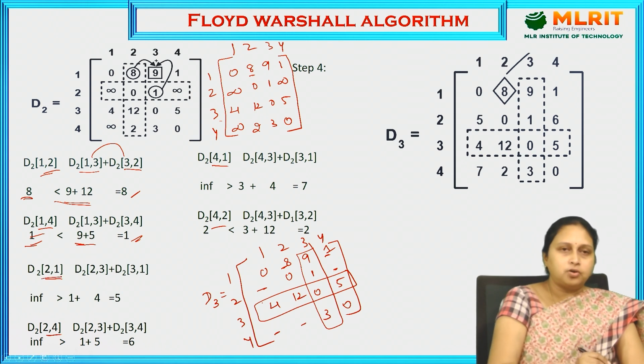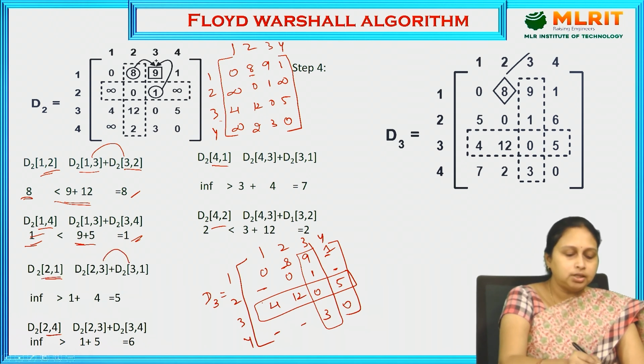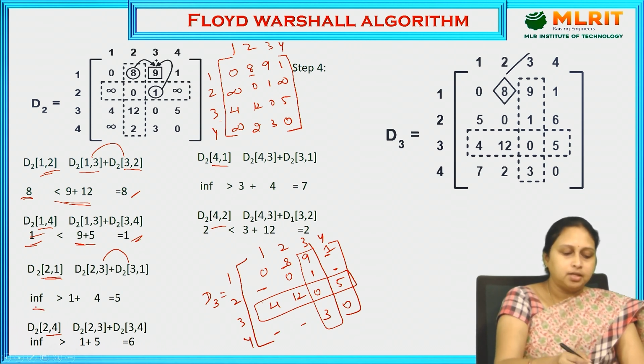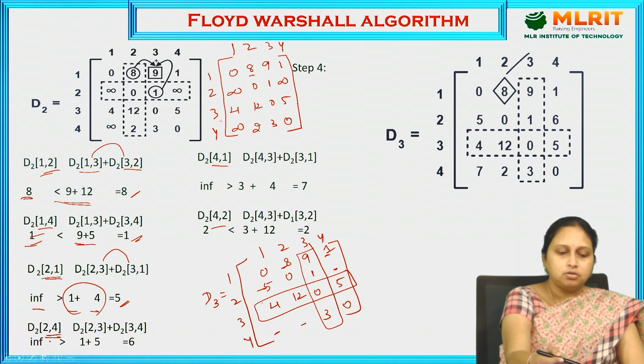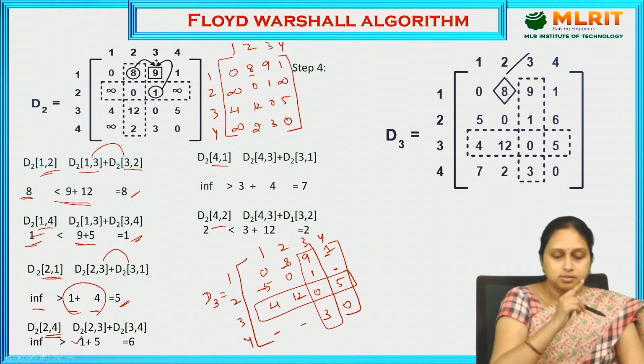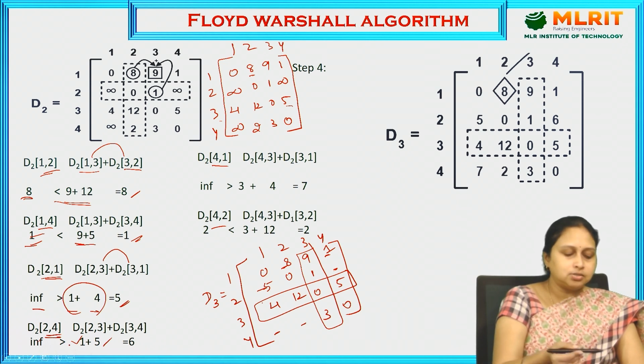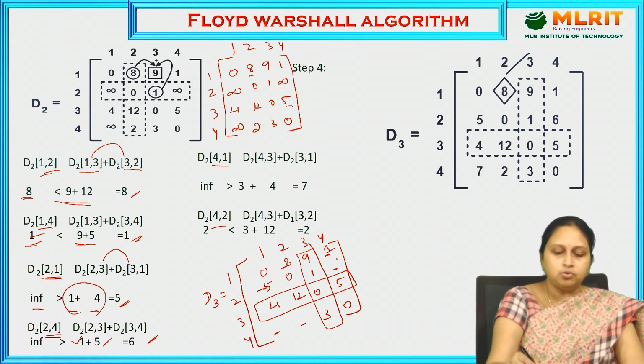Next, D2 of 2, 1. How can we write it? 2, 3 and 3, 1. This has to be written. And D2 of 2, 1 is nothing but infinity. 2, 3 value is 1 and 3, 1 value is 4. This is nothing but 5. 5 is the minimum value, so we need to place 5 here. Okay. Now D2 of 2, 4. 2, 4 value is infinity and 2, 3 value is 1 plus 3, 4 value is 5, right? 1 plus 5 is nothing but 6. Infinity is greater than 6, so we are going to consider the minimum value 6.